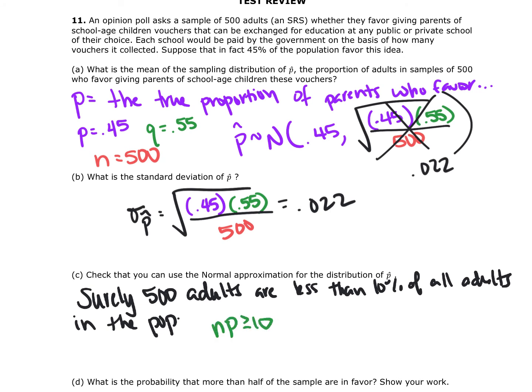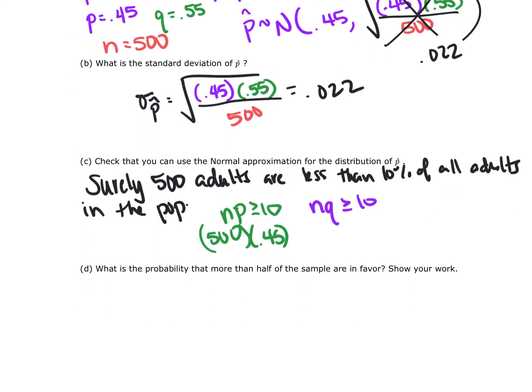The other thing we need to check is the Normality Clause, which says that n times p is greater than or equal to 10, and n times q is greater than or equal to 10. In this case, n times p is 500 times 0.45, that is 225 people, which is greater than or equal to 10. And 500 times 0.55 has to be greater than or equal to 10. So that's 275 people. Because this condition is met, we know that it follows an approximate normal distribution.